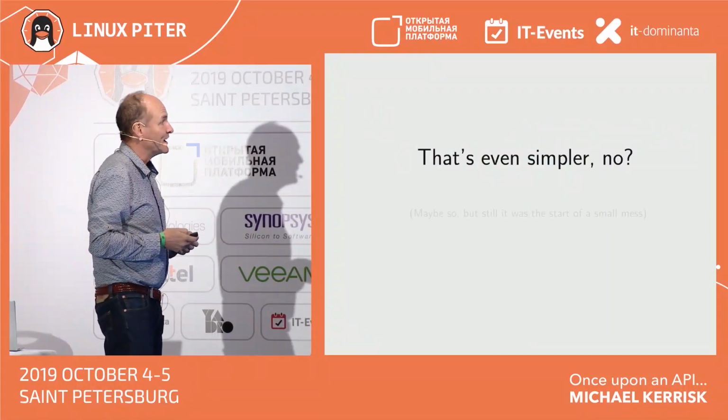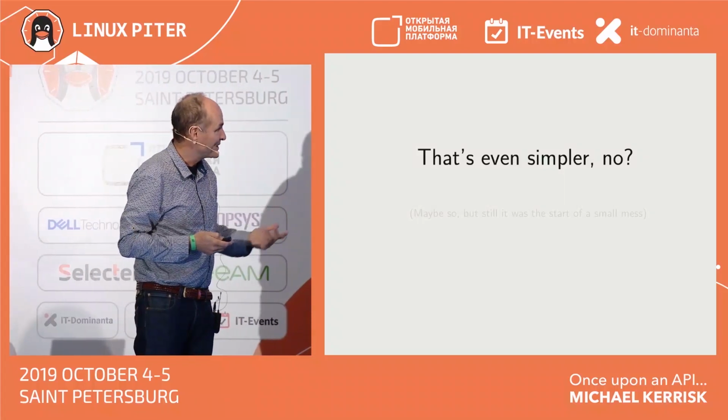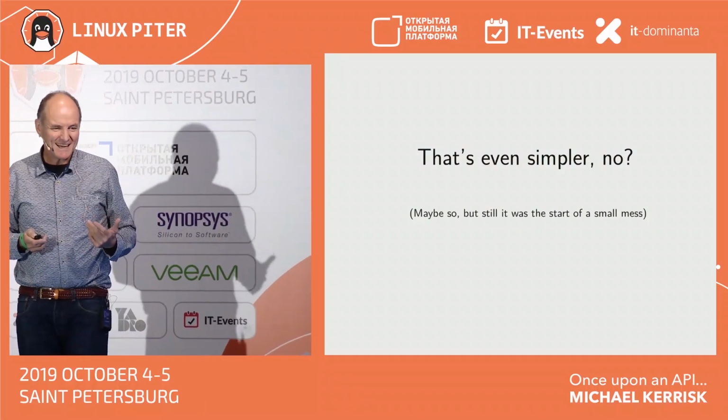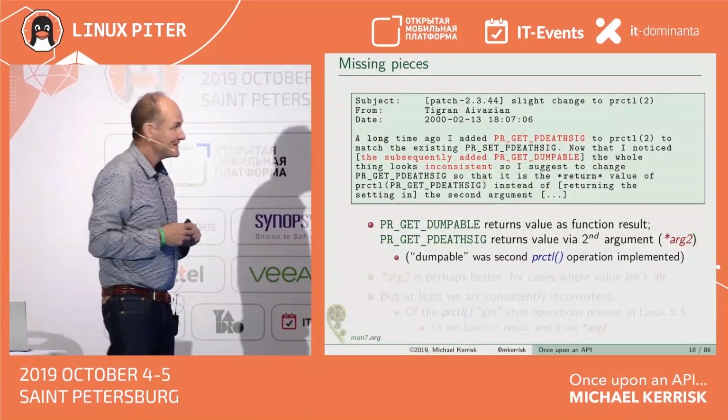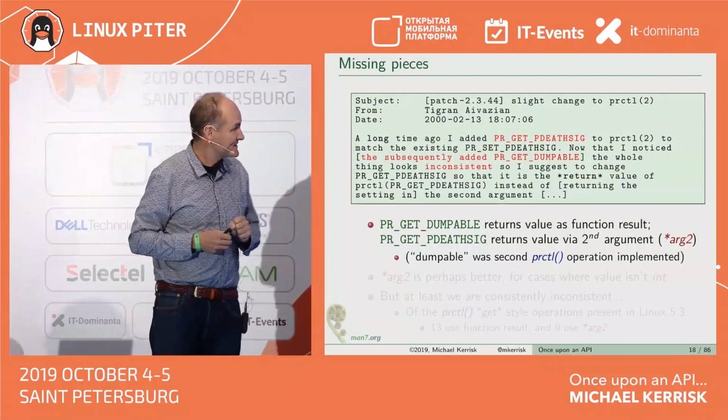Again, it seems really simple. You know, how could we get that wrong? Well, we didn't exactly get it wrong, but we started a small mess. Because 6 months later, this mail turned up on the mailing lists.